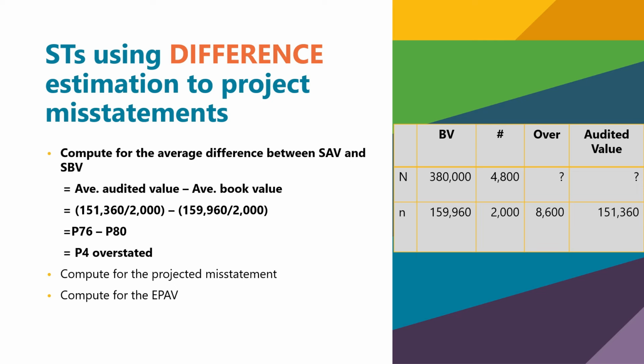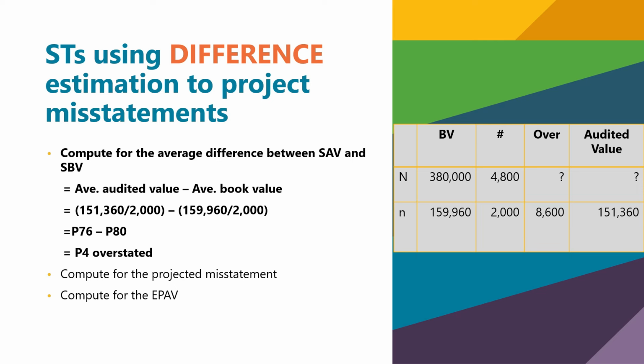So have you noticed the difference between the two? In the case of ratio estimation, what is computed is the ratio using the book value. I mean, using the values, audited value and book value. But in terms of difference estimation, what is used is the per unit, or in this case, the per customer.